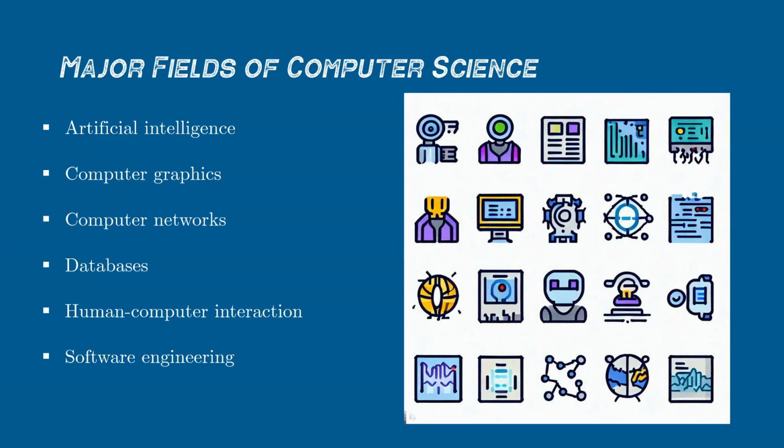Major fields of computer science. Computer science is a diverse field with many different areas of focus. Some of the major fields of computer science include artificial intelligence, creating intelligent machines and software. Computer graphics, creating and manipulating visual content on computers.